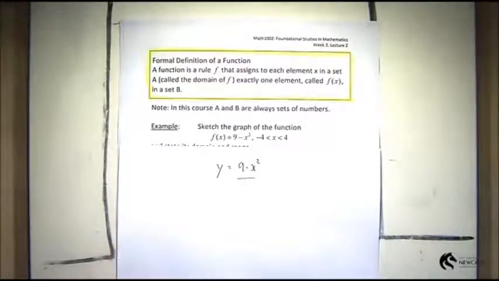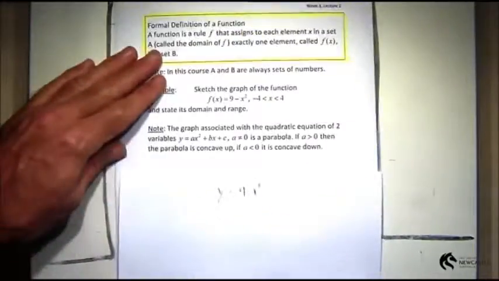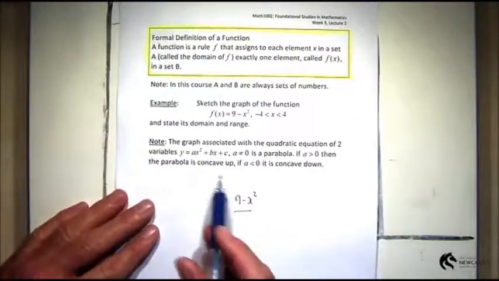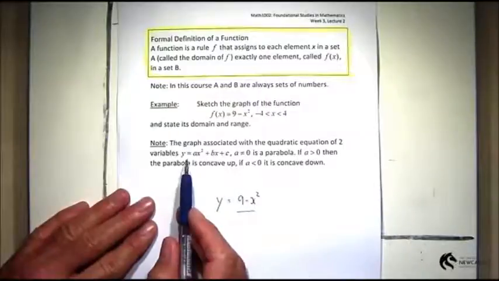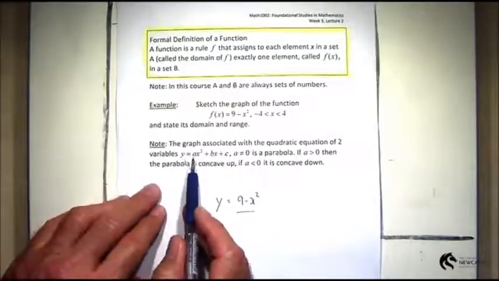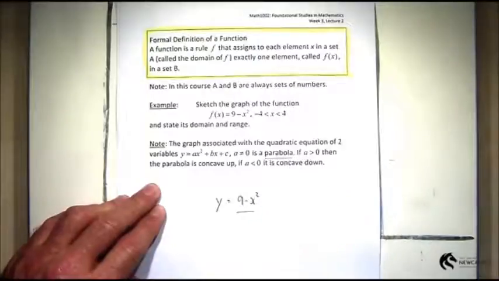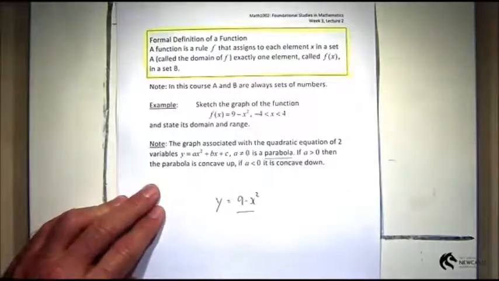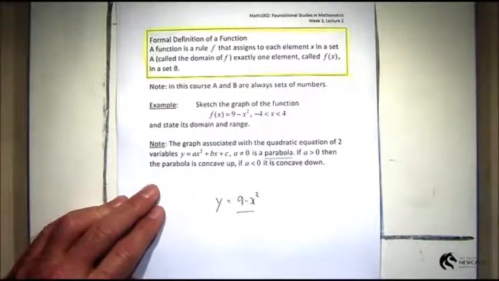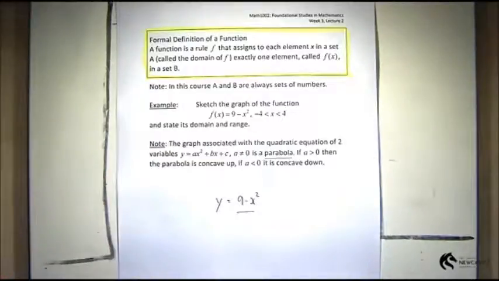On the right-hand side here, I have a quadratic trinomial, if you like. And so down here, I've just said a little as an aside. The graph associated with a quadratic equation of two variables of this particular form, y is equal to ax squared plus bx plus c, is a parabola. And I'm just hoping that you know what a parabola is. Okay, an example of a parabola I've got here, and I'll draw some more in a minute. Here it is. This is what a parabola looks like.